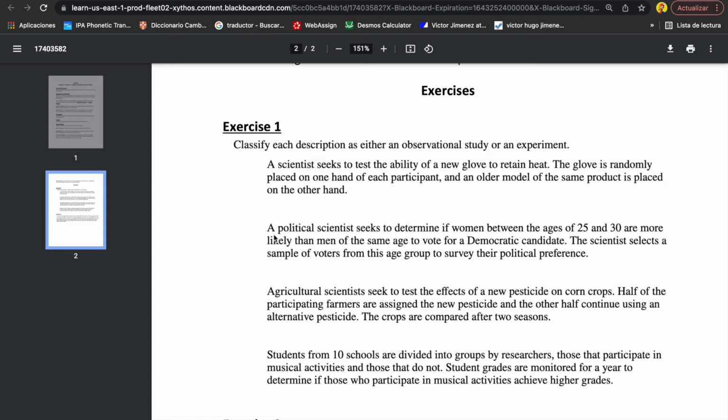So on the key, how can I know? How do you know that something is an experiment? For sure, if you see this word randomly, yeah, randomly, for sure, we're talking about a random experiment.